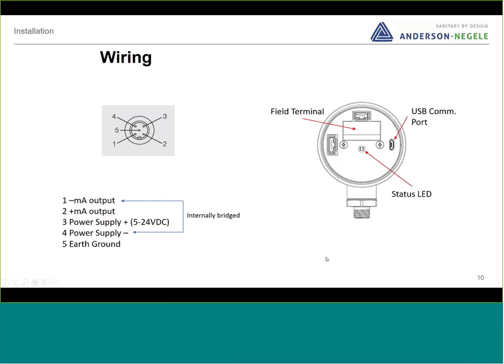One thing that's a little different for the IRM versus some of our other, what we would call 4-wire devices, meaning they're not loop powered, they require an external power supply, is that the IRM is going to internally bridge the power supply common with the milliamp common. So we often have to tell people to do that with other sensors, to tie together those two wires to run them 3-wire. The IRM comes wired to run 3-wire.